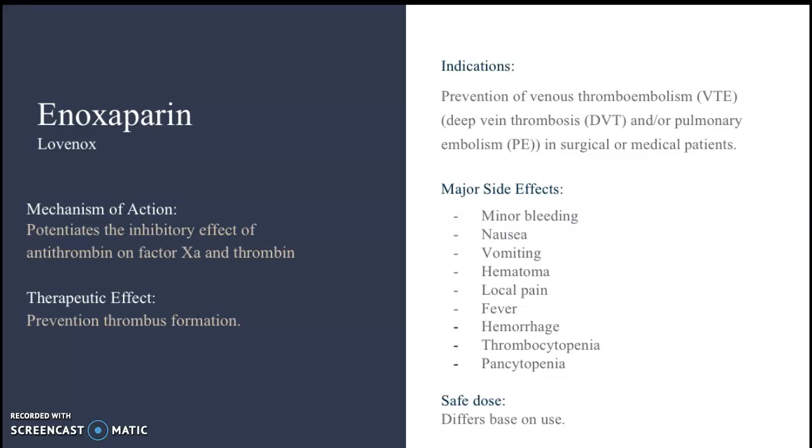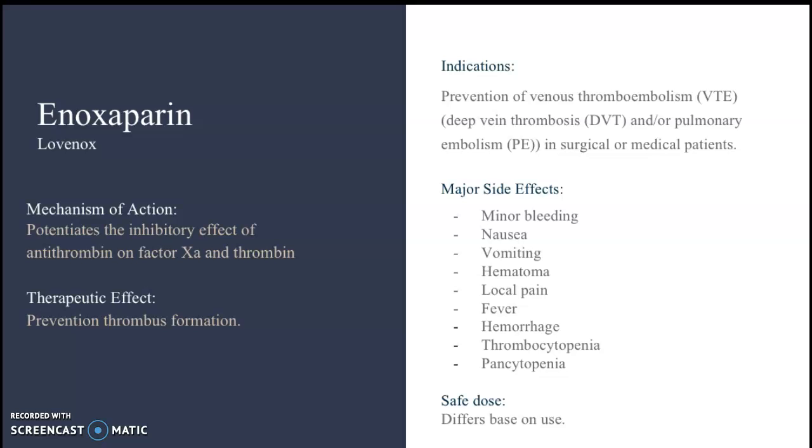Enoxaparin, or Lovenox, has a mechanism of action that includes potentiating the inhibitory effect of antithrombin on factor XA and on thrombin. The therapeutic effect includes prevention of thrombus formation. Some indications would be prevention of venous thromboembolism, or DVTs, and pulmonary embolisms in surgical or medical patients. Some major side effects include minor bleeding, nausea, vomiting, hematoma, local pain, fever, hemorrhage, thrombocytopenia, and pancytopenia.